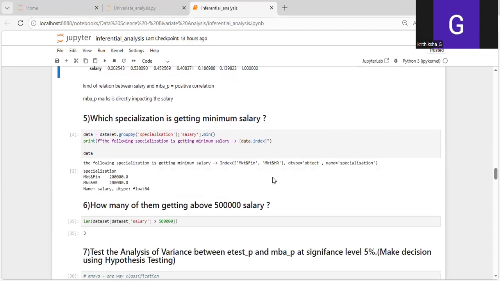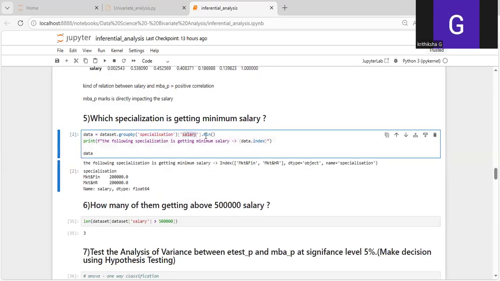Next, which specialization is getting the minimum salary? For computing that, I have used group by specialization salary, and from that I have applied the minimum function. So I got the specialization marketing finance 2 lakhs and marketing HR 2 lakhs. So these are the specializations which are getting the minimum salary of 2 lakhs from the placement data set.